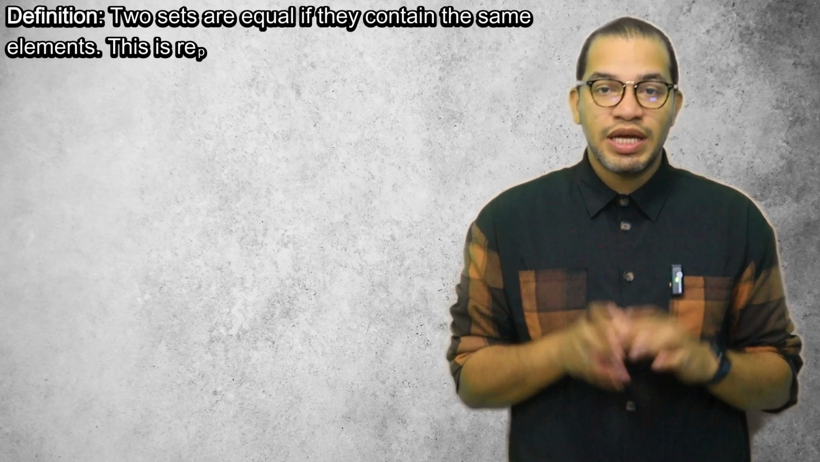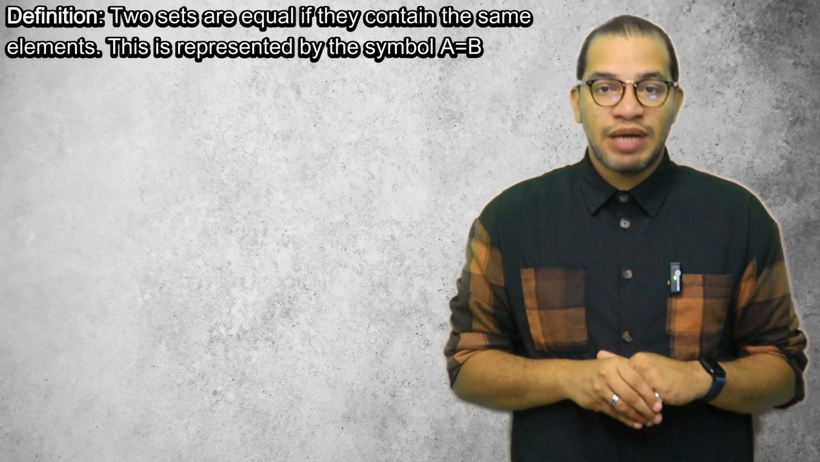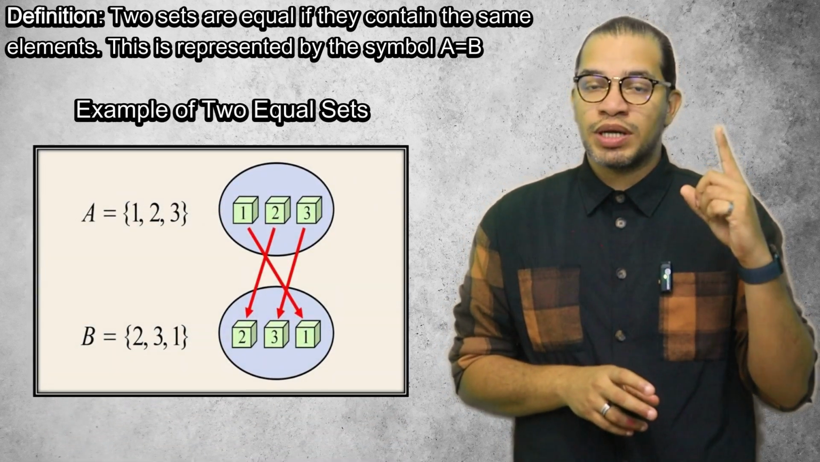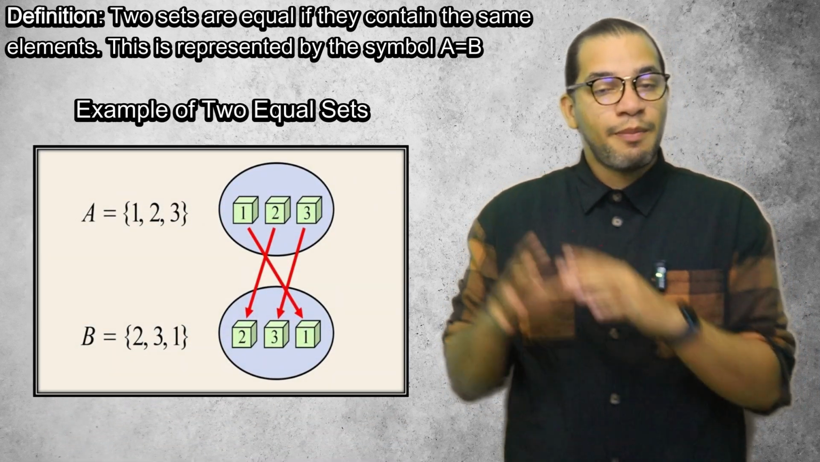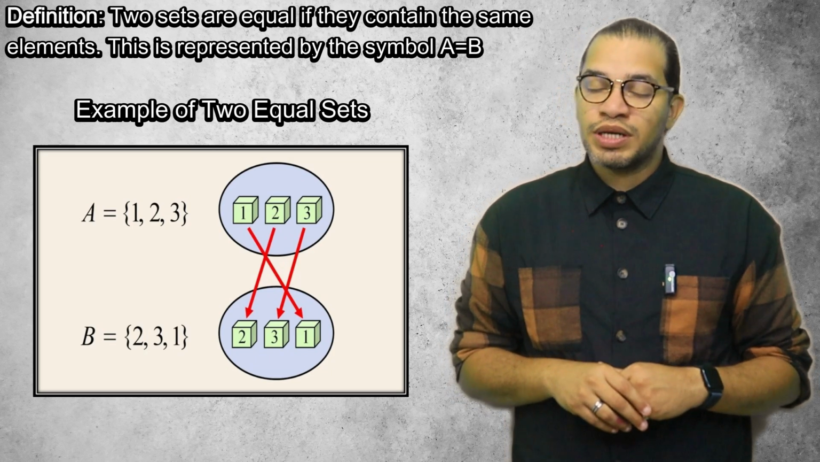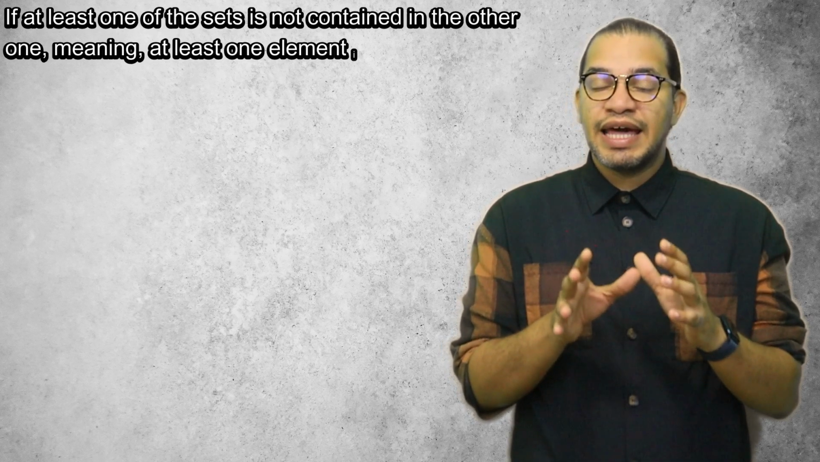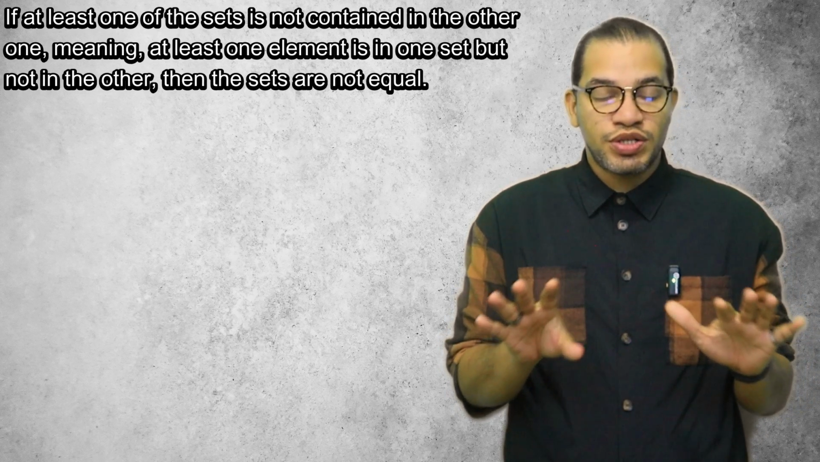Off we go. We have intuitively used the symbol of equality between sets, but now we are going to define it formally. We say that two sets are equal if they contain the same elements. In other words, if two things happen. The first one is that every element of A belongs to B, and the second one is that every element of B belongs to A. If either condition fails, then the two sets are not equal.